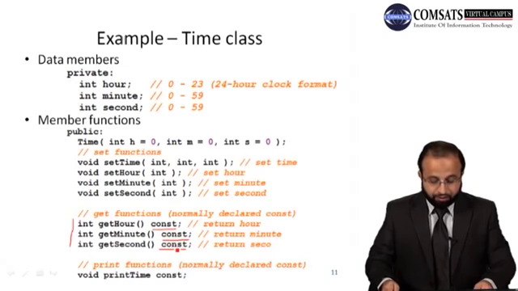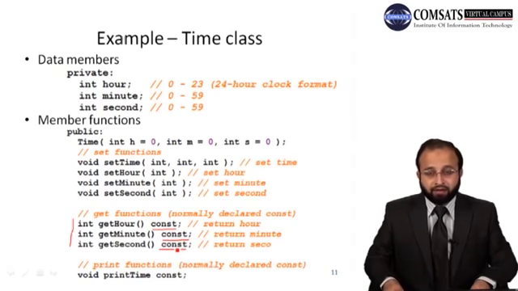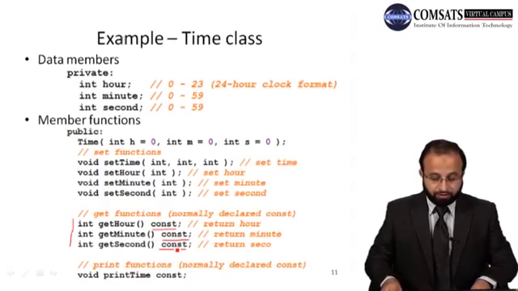And then the print time function should also be a constant function. So every getter function or every printing function should be a constant function. Why? Because we won't allow them, by any chance, to change the value of the private data member of the object, right?